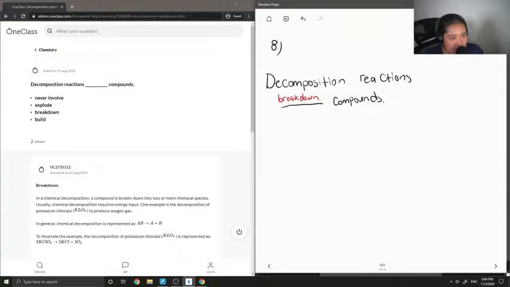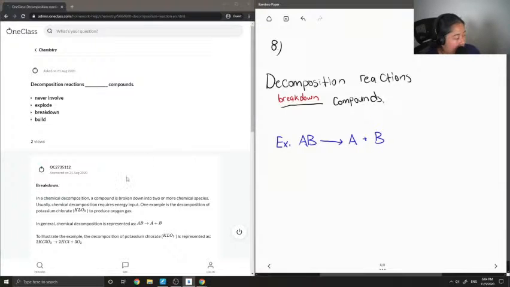So that makes sense. Most people know what decomposition means. I'll just have an example of a basic decomposition reaction. Let's say you had AB, it would break apart and form A plus B.